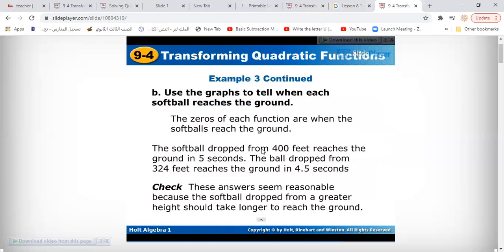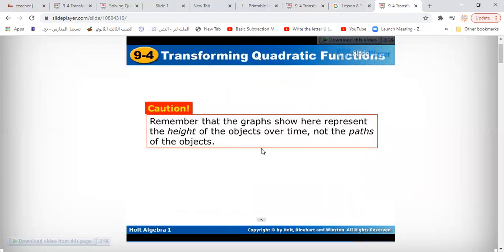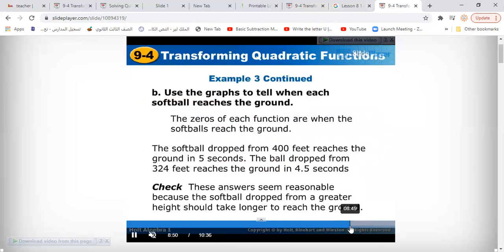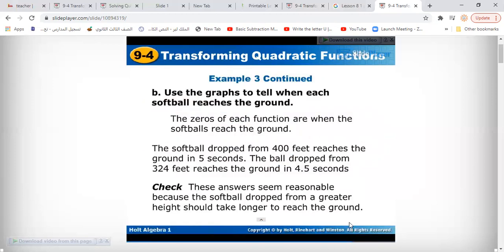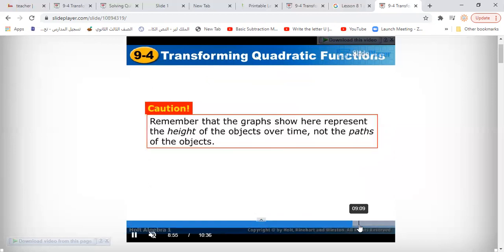We will use the graph to tell when each softball reaches the ground. The zero of each function is when the softball reaches the ground. The softball dropped from 400 feet reaches the ground in 5 seconds. The ball dropped from 324 feet reaches the ground in 4.5 seconds. This answer seems reasonable because the softball dropped from a greater height should take longer to reach the ground.